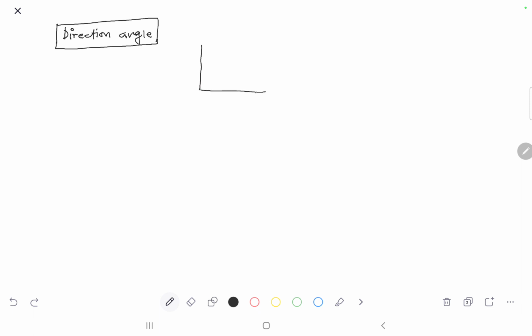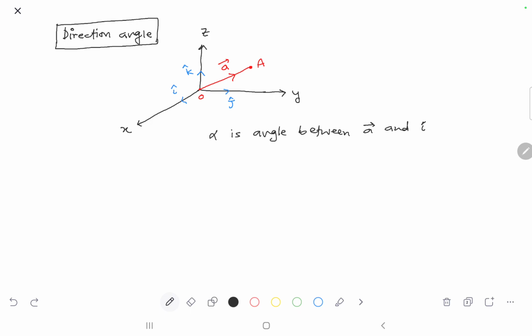Taking the x-axis, y-axis, and z-axis, let's say you have a vector starting from O and ending at the point A, and say this is vector A. Now this is your i cap, and this is your j cap, and in this direction you have k cap. So alpha, suppose we assume alpha is the angle between vector A and i cap.